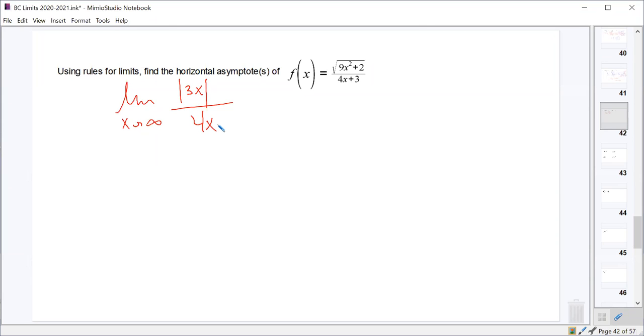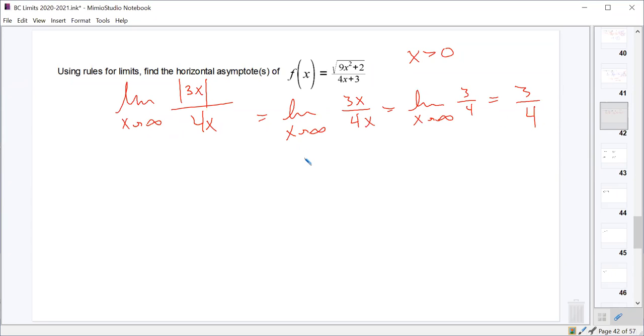And now we have to take into account our definition of absolute value. Is our x value greater than 0? Yes. So the absolute value is just the thing that's inside of it. Cancel out the x's and you get 3/4. y equals 3/4 to the right.